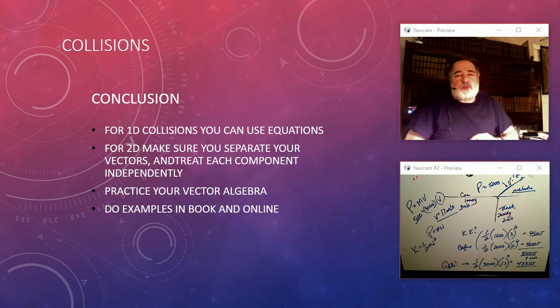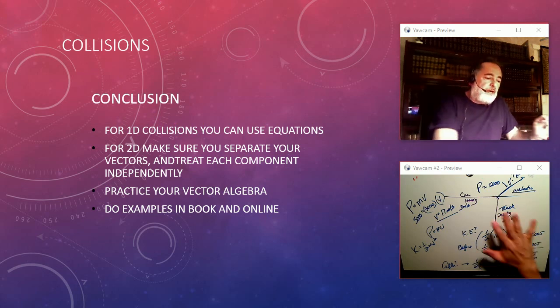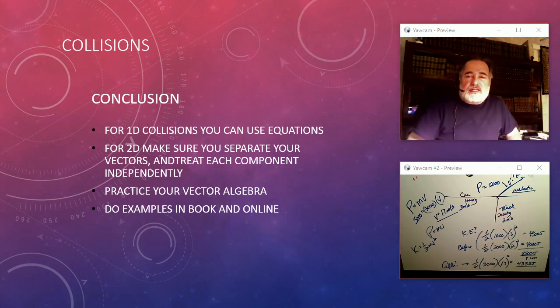So, in summary, it's a very detailed subject we have here. We're talking about 1D collisions. You can use those equations. For 2D, make sure you separate your vectors and treat each component independently. Know your vector algebra, particularly when you're going to be doing an inelastic collision, much like this car and this truck. And look online and look in the book for examples. And good luck.